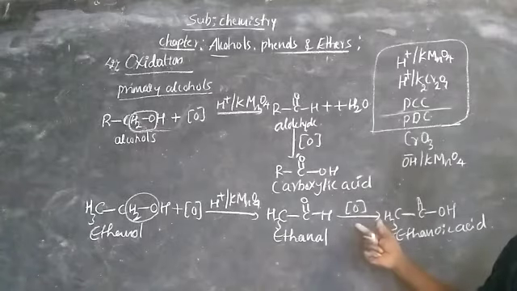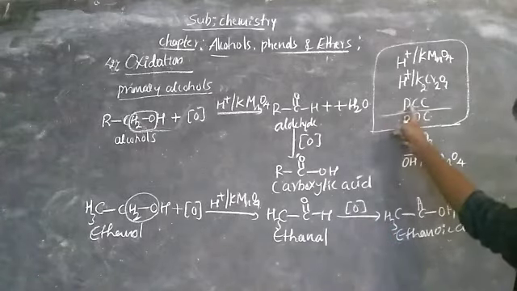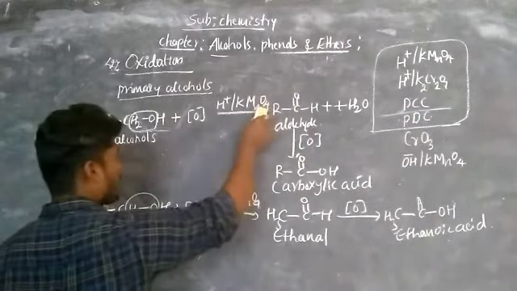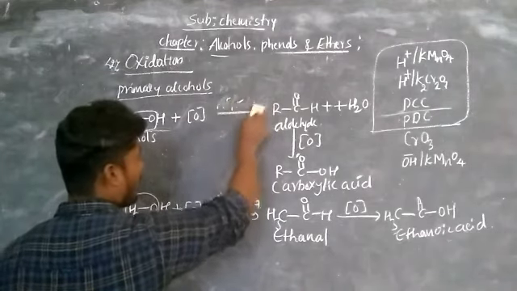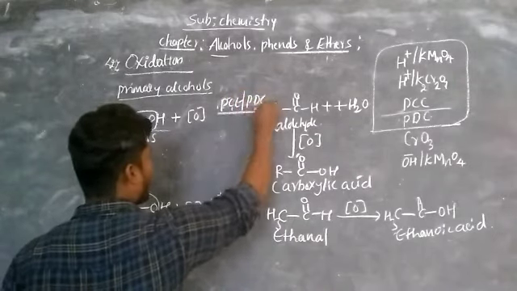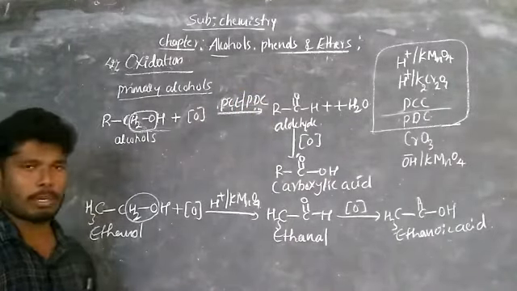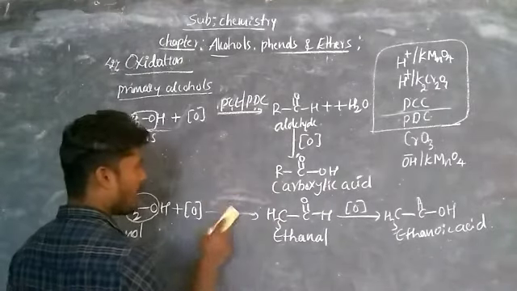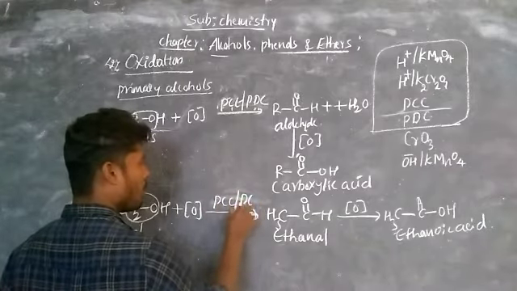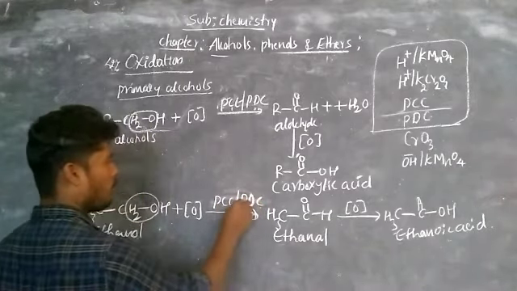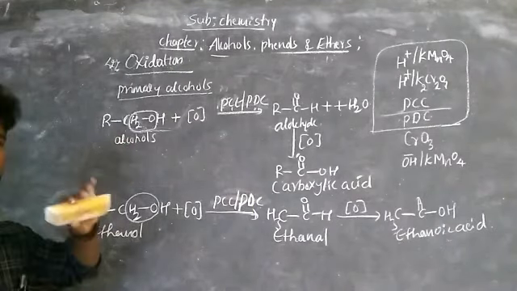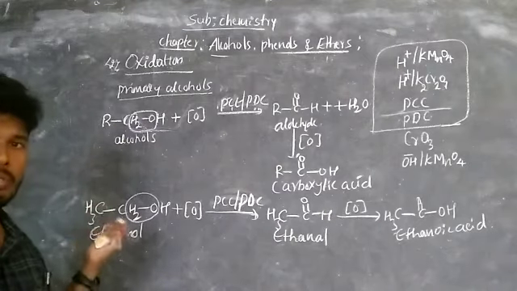Similarly, this can also be oxidized in the presence of PCC or PDC. The same reaction can be done with a reagent like PCC, pyridinium chlorochromate, or PDC, any one among these two, and you get the same chemical reaction. You just have to change the reagent. You can write PCC or PDC, the same chemical reaction. Understood? Both are right. This is the oxidation of primary alcohols. Similarly, take the oxidation of secondary alcohols.